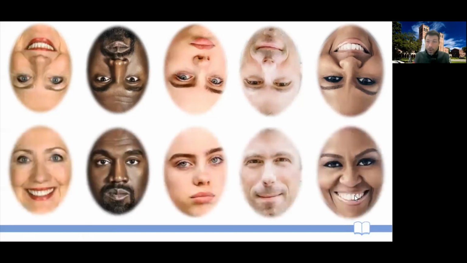And as soon as I turn the heads, now they become instantly very recognizable. I mean, these are all faces you've seen several times. So Hillary Clinton on the left, Kanye West, Billie Eilish. You've been staring at my face for the past hour or so, and maybe you didn't recognize it when it was upside down. In fact, you had my face in the good direction in the top right corner of your screen, just nearby my upside down face, and probably it was still hard for you to recognize. And then, of course, Michelle Obama.